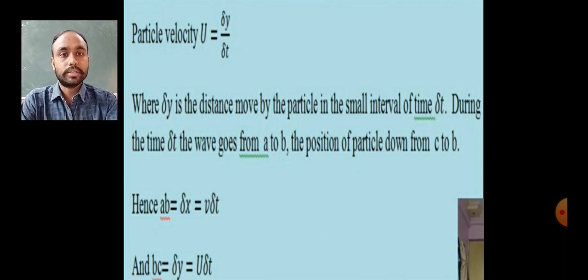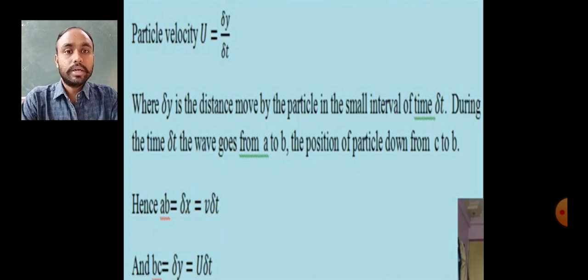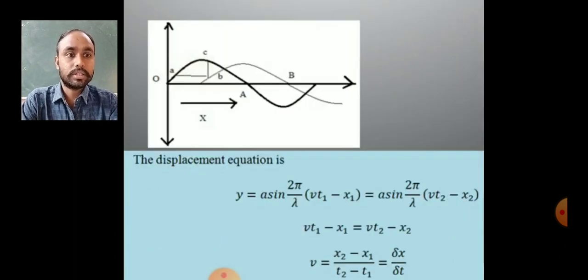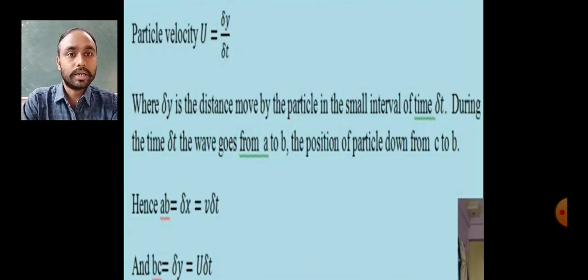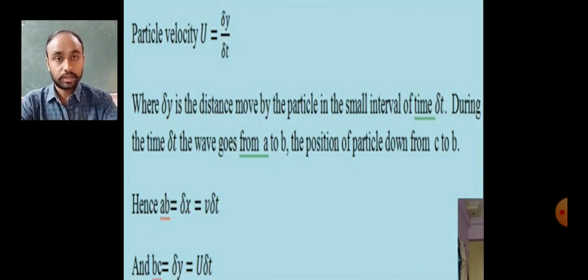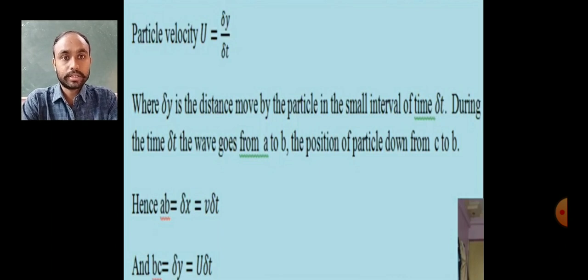So hence here we have written AB is equal to delta x. But what is delta x? We have just seen in this equation. See this equation, delta x. From this equation, can I write delta x is equal to v into delta t? Yes. So put there delta x is equal to v into delta t. We have used that equation for wave velocity v. Actually we got v is equal to delta x by delta t, and from that we have written delta x is equal to v into delta t.